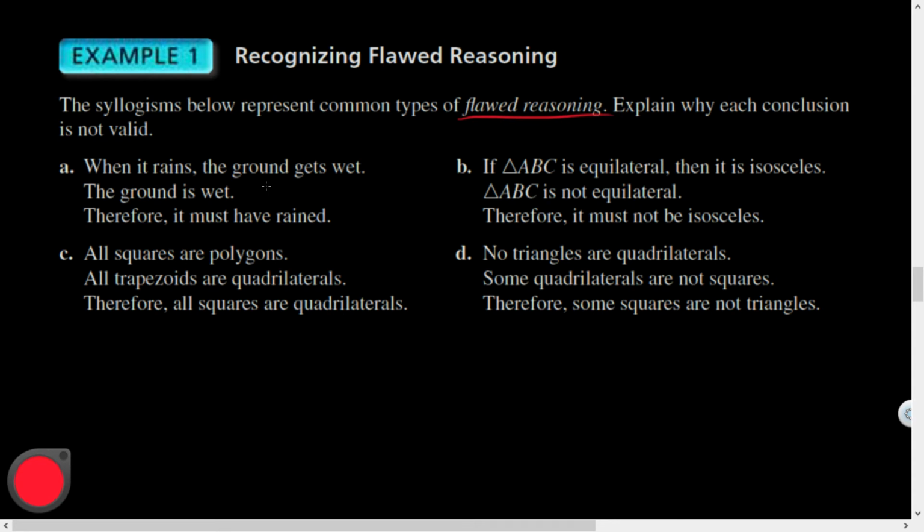So let's see. When it rains, the ground gets wet. I'll try to label these with P's and Q's. So if it's raining, the ground is wet. I then know that the ground is wet. Actually, I heard this exact example in a science book I was just listening to last month. Therefore, it must have rained. So they ended up just applying Q implies P. And that is not true. I can't apply the law of syllogism here.